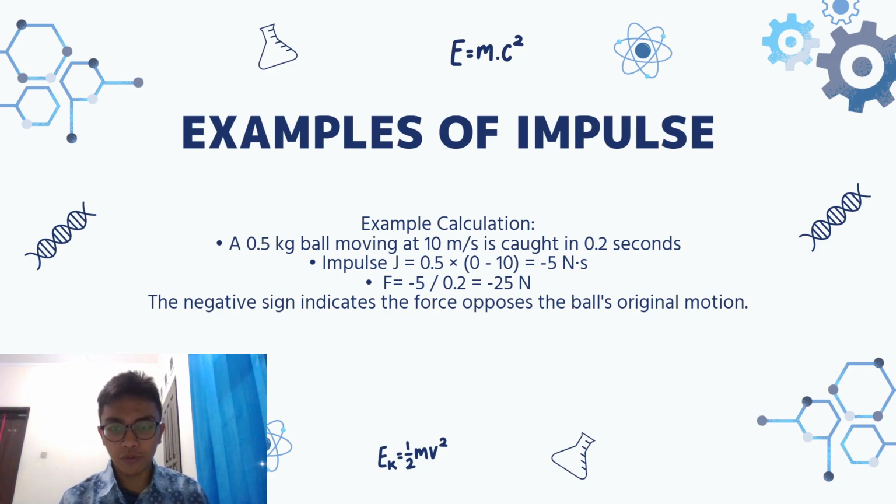We can also calculate the force. It is minus 5 divided by 0.2, which equals minus 25 Newtons. The negative sign indicates the force is opposite to the ball's original motion.